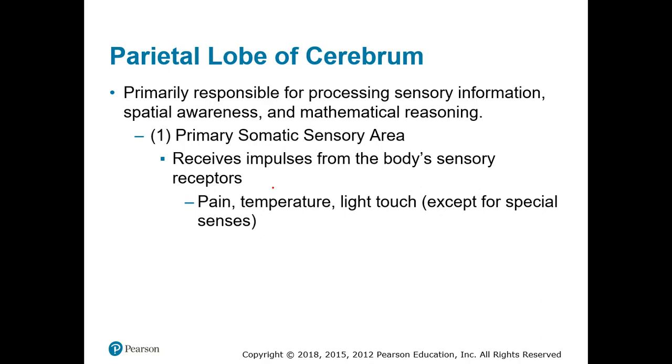The next lobe that we're going to focus on is our parietal lobe. The primary responsibility of this lobe is to process sensory information, some spatial awareness, and mathematical reasoning.